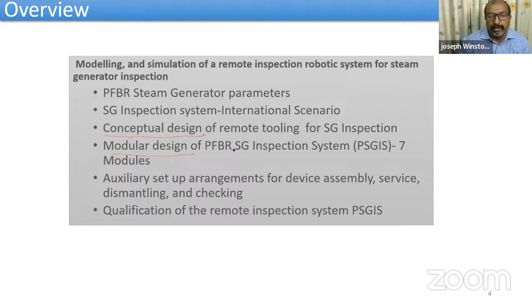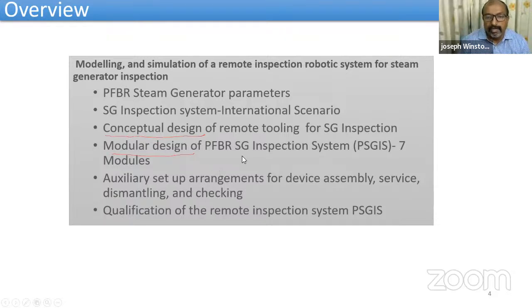And qualify the system for the actual application. Then there are auxiliary setup arrangements like device assembly, service, and dismantling, how to carry out the service of the equipment. Before deploying the system into the actual target space, we need to do all kinds of assembly and integration, and also carry out the service in case of any replacement of the motors.